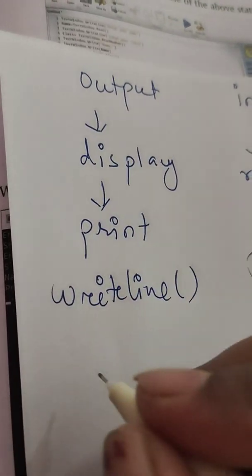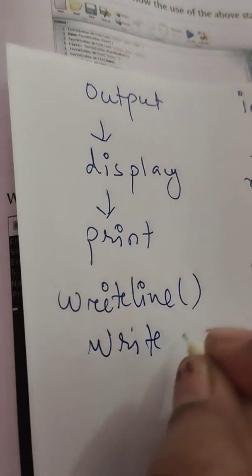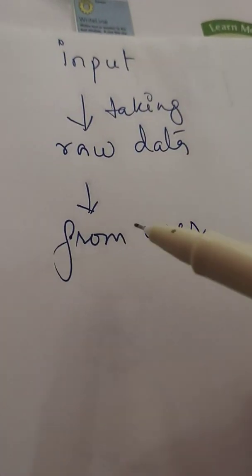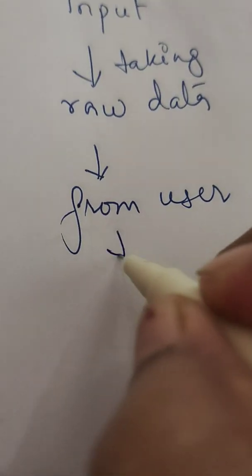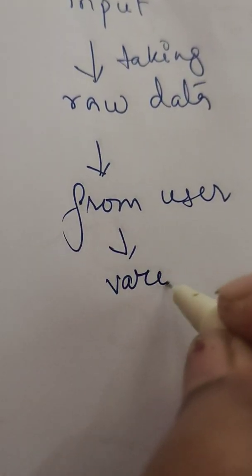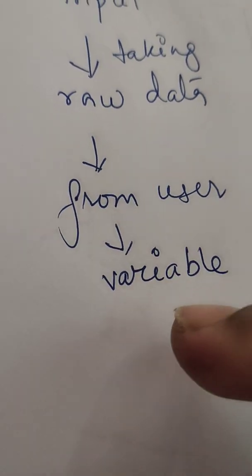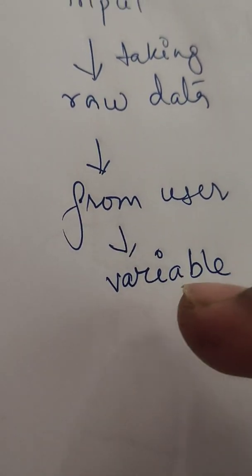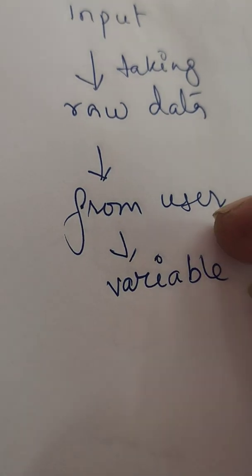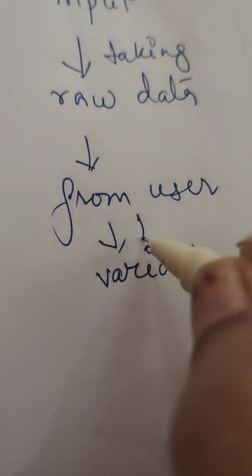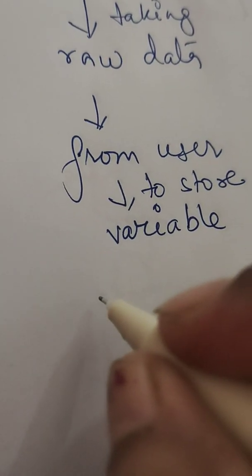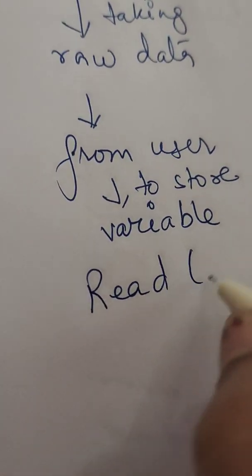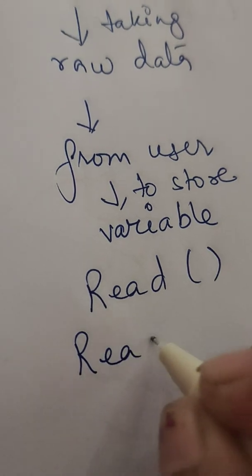Now for output, in order to display, we already know we have two functions. One is WriteLine, another one is Write. Similarly, in order to take input from the user and to store it in a variable, we already know the concept of variable. So in order to take the raw data from the user and store it in a variable, we have two functions. One is Read, another one is ReadNumber.